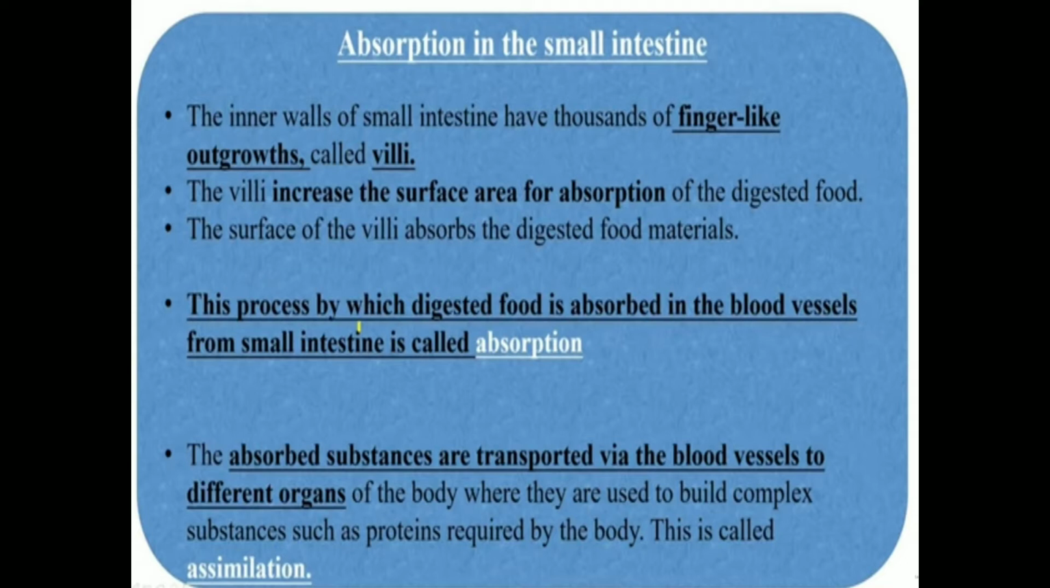The inner walls of the small intestine have thousands of finger-like outgrowths called villi. The villi increase the surface area for absorption of the digested food, and the surface of the villi absorbs the digested food materials. This process by which digested food is absorbed into the blood vessels from the small intestine is called absorption.